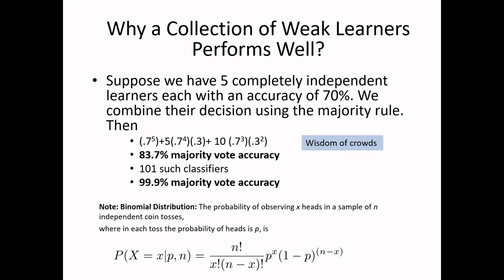All right, so let's see mathematically how this is possible. So suppose we have 5 completely independent learners. And let us say that each one of them has an accuracy of 70%.